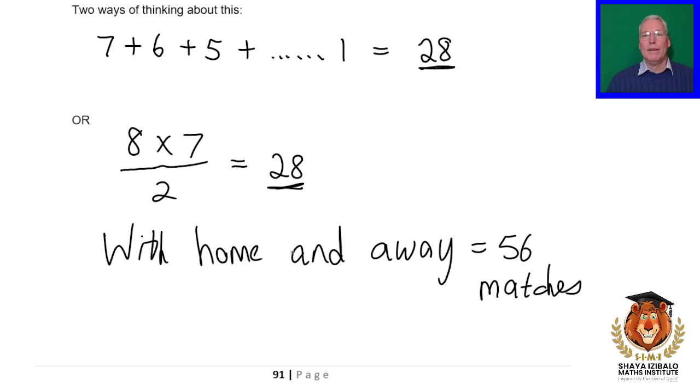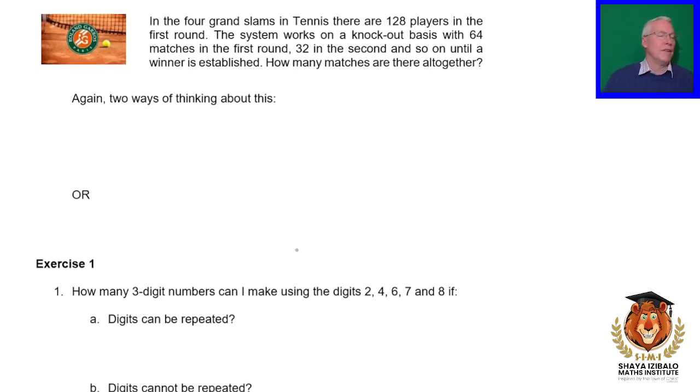Okay, another idea, and this is in tennis. We have a knockout arrangement where you have 128 players, and so there are 64 matches in the first round, 32 in the second round, and so on. I'll show you how this works with a very small example.